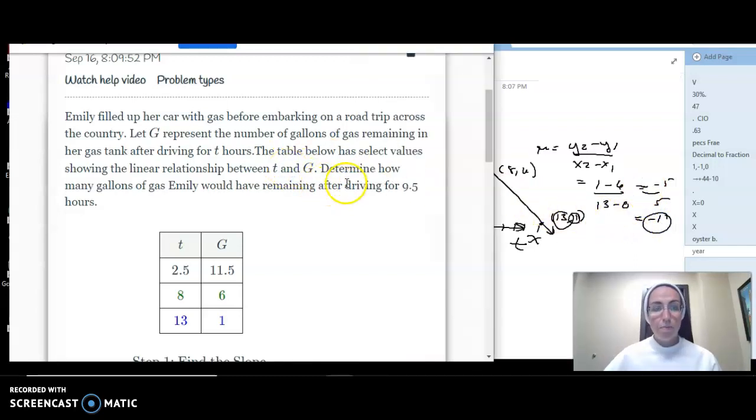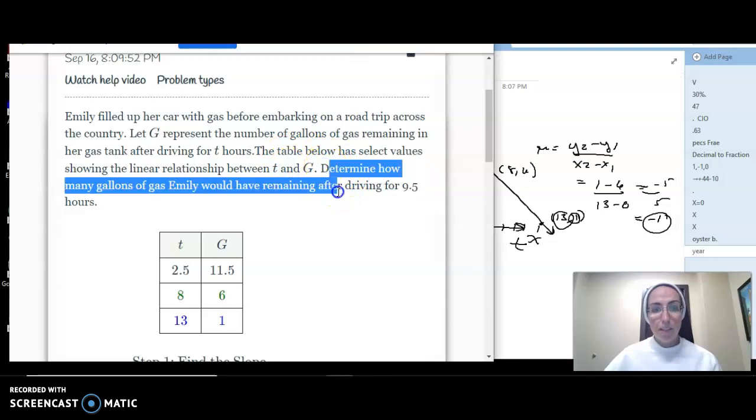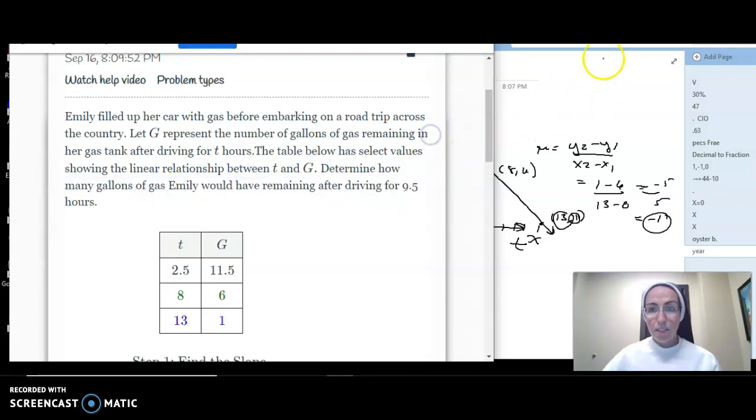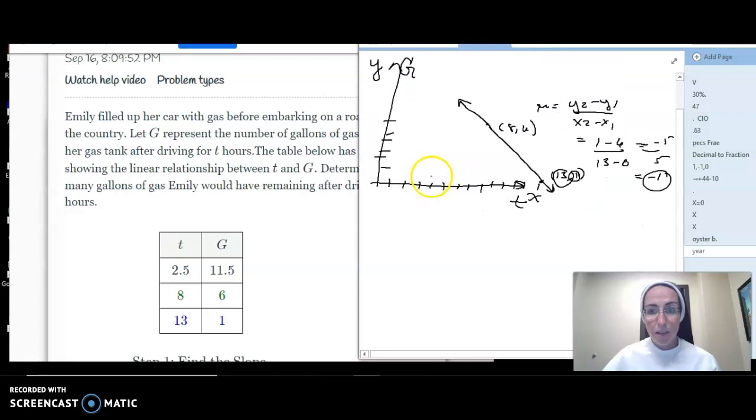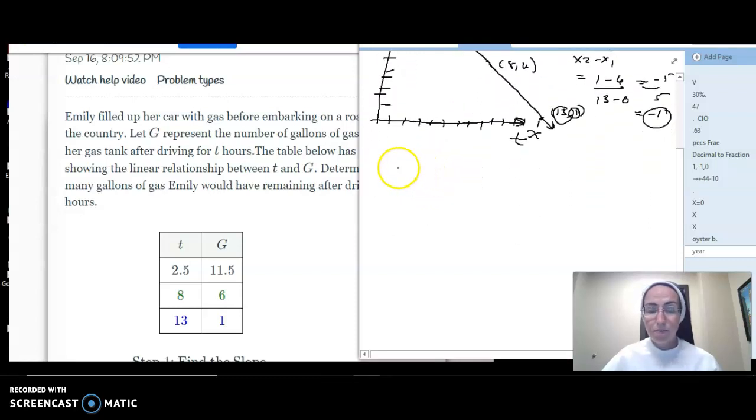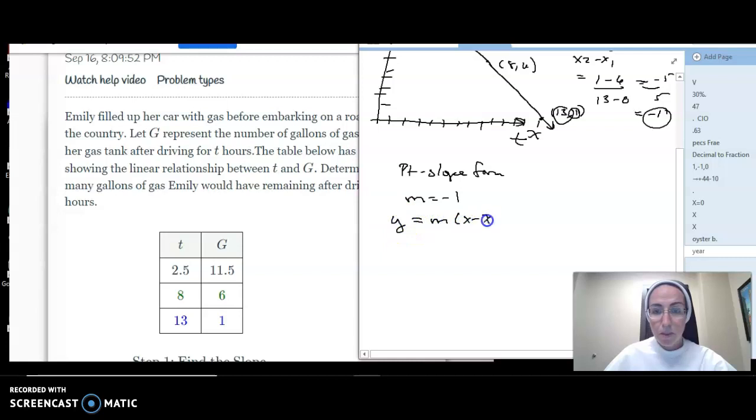So we want to know how many gallons of gas she would have remaining after driving for 9.5 hours. Okay, so it looks like we need to find an equation. We're not given the y-intercept, but we could figure it out. So remember in class we learned how to use the point slope form? So all you need is the slope, which we just found, and any one of the points in order to put it in point slope form. So remember, point slope form is m times (x minus the x-coordinate of the point you have) plus the y-coordinate.